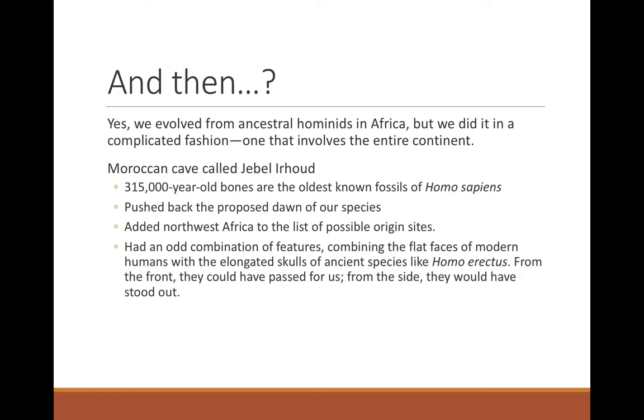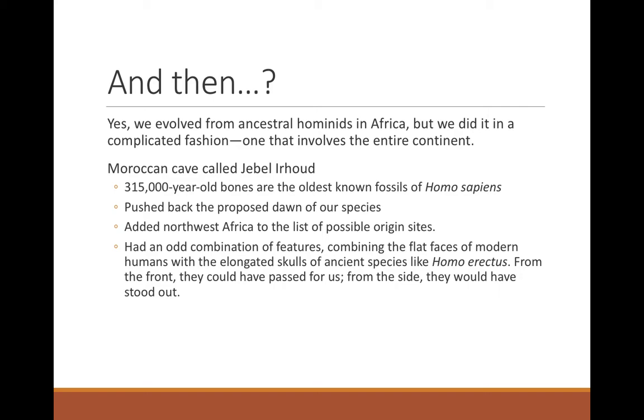So either we evolved in Morocco prior to this point, right? Or we evolved in sub-Saharan Africa much earlier than 315,000 years ago, pushing that date of the emergence of anatomically modern Homo sapiens potentially to 400,000 years ago. So it pushes back the proposed dawn of our species. It also adds Northwest Africa to a list of possible origin sites.